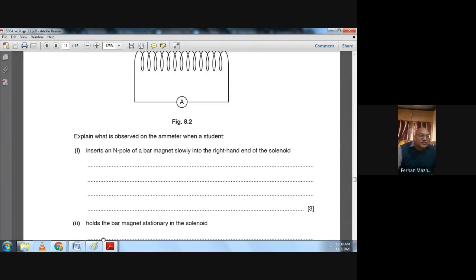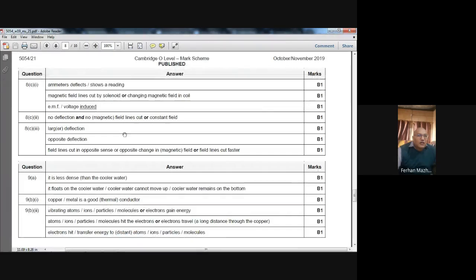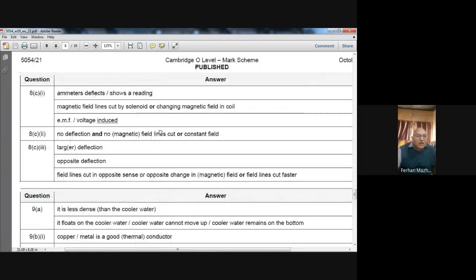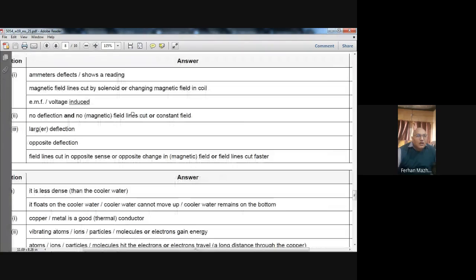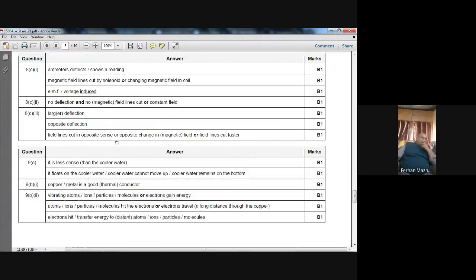This is a 3-mark question. So the one thing you should mention is when that bar magnet will approach the right side of the solenoid.